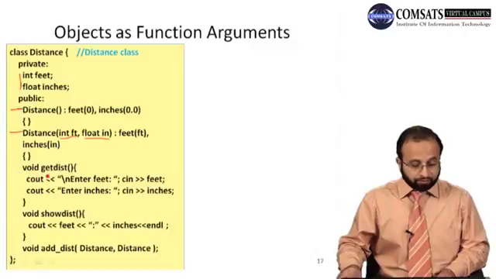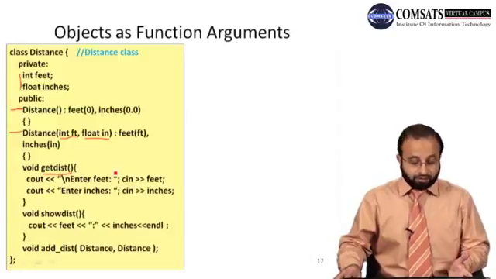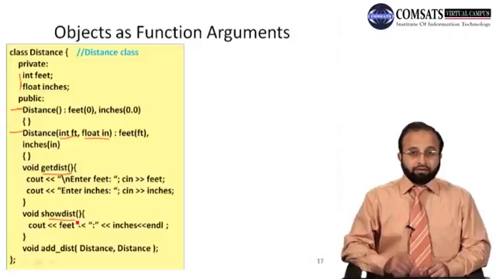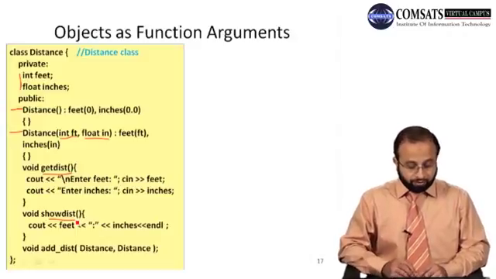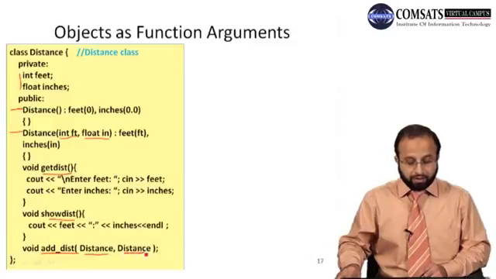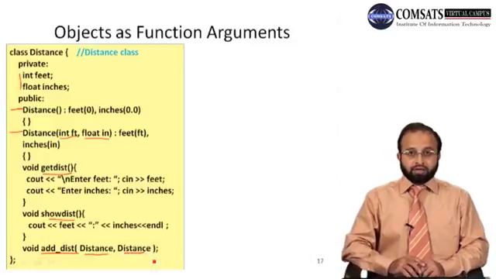Then we have a getDest function. In the getDest function, it is the same as we have seen in the previous class. We are going to take input values from the user. Then we have the showDest function. In the showDest, we are going to display the values of the feet and inches on the computer screen. Now there is another function, that is the addDest function, and in the addDest function we are passing an object of distance type, and the second parameter is also an object of the distance class.